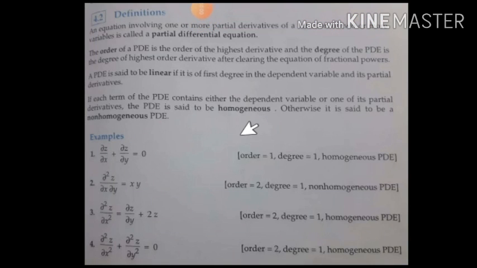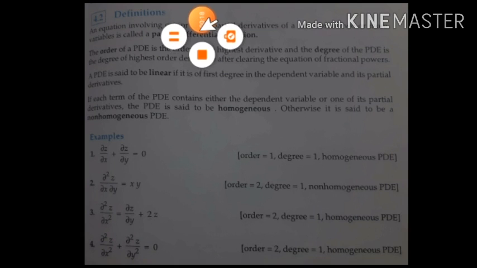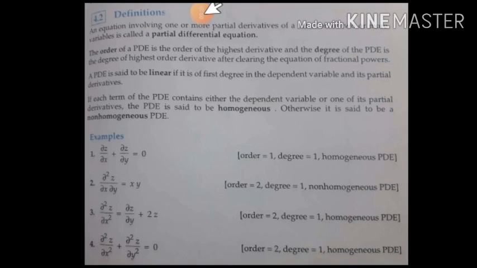Today we begin with Module 3, Partial Differential Equation. First we study some of the definitions related to partial differential equation. An equation involving one or more partial derivatives of a function of two or more variables is called a partial differential equation. Observe that here certain examples are written.